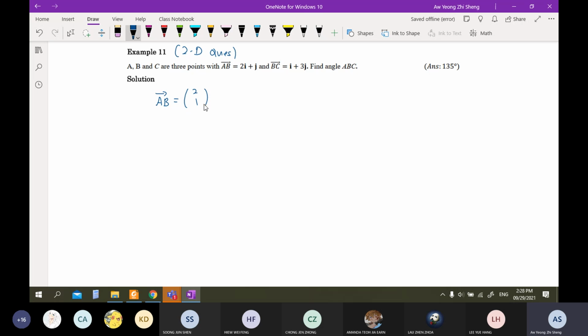we are given AB as (2, 1), BC as (1, 3). They want you to find angle ABC. The two vectors that you need, be very careful to get the correct vectors. It's not AB and BC. It should be BA and BC. You start from the middle, you point to the two sides. The vectors you need are actually BA and BC. If you take AB and BC, it will give you the wrong answer. So be extra careful.